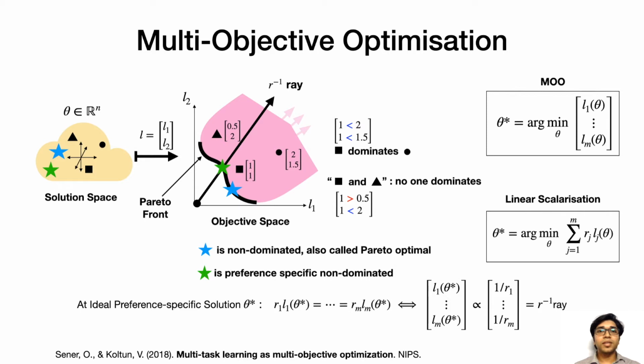The simple linear scalarization can find this preferred solution, but only when all the loss functions are convex. But that's not good news because in the world of neural networks, we hardly get an objective that is convex. So in this work, we propose a search algorithm that can find a preference specific solution even for non-convex objectives.